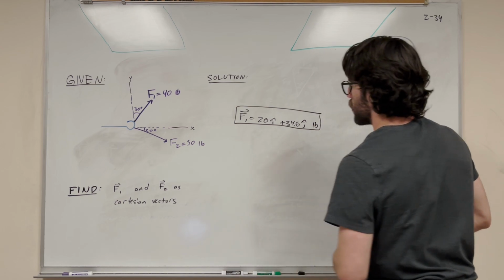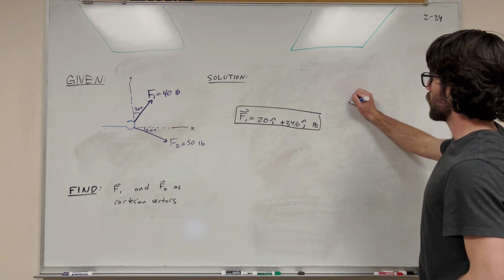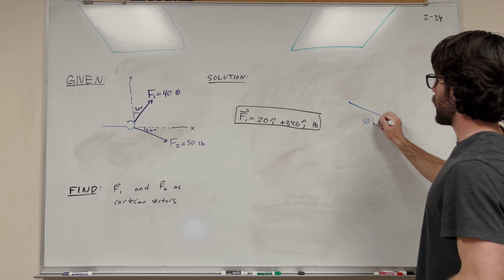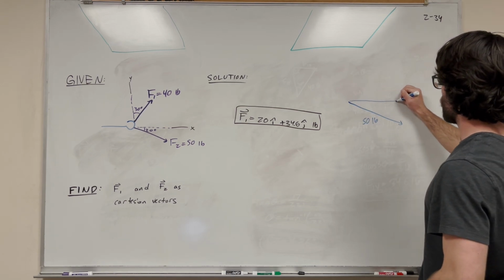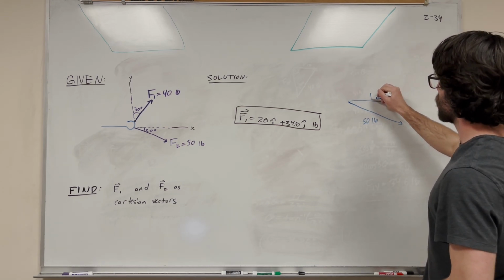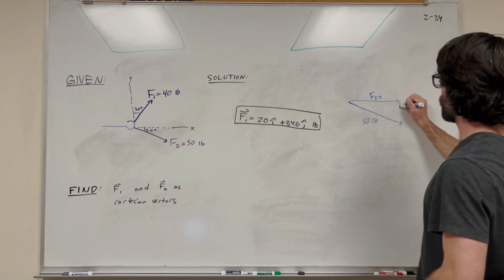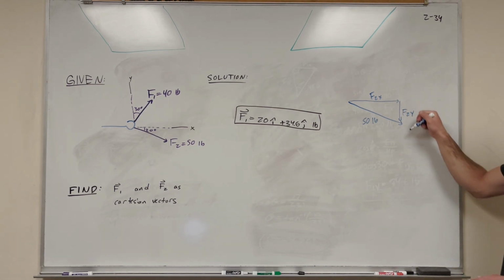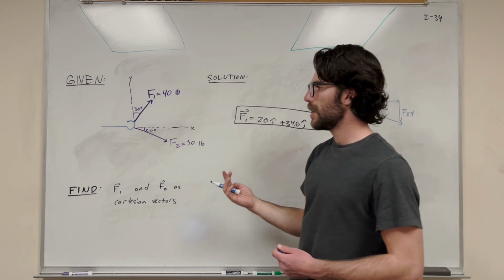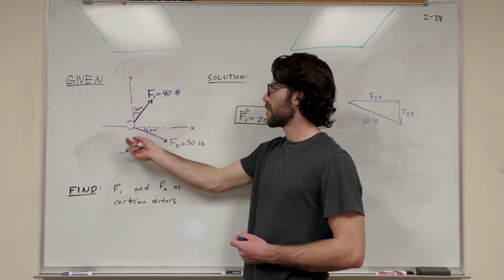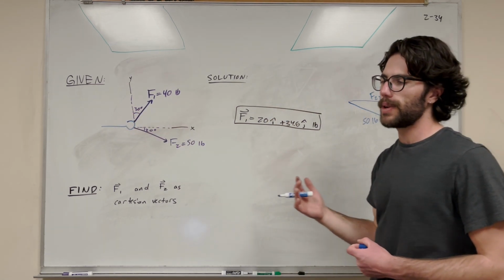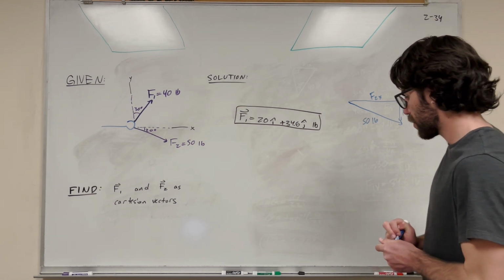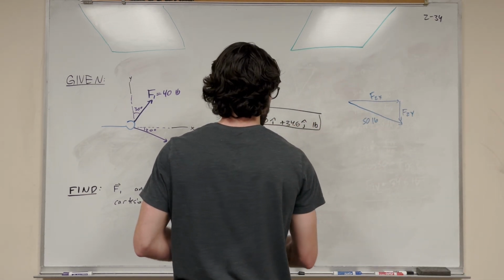So the next vector is force 2. So let's go ahead and draw that over here. So we know that force 2, its magnitude, its hypotenuse, is 50 pounds. And we can consider it like this. So this is F2x. And then you see that force 2y is negative, right? It's going in the negative direction. That's because it's in quadrant 4. Quadrant 4 always has a positive x direction, but a negative y direction. So let's go ahead and figure out what these are going to be.